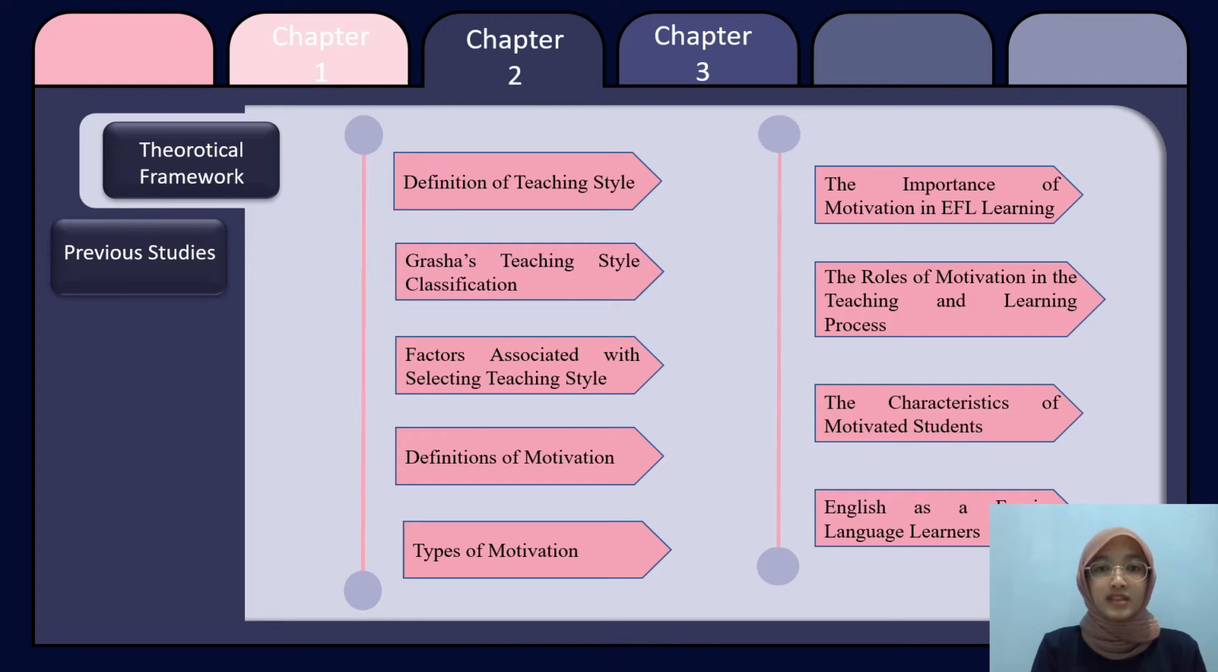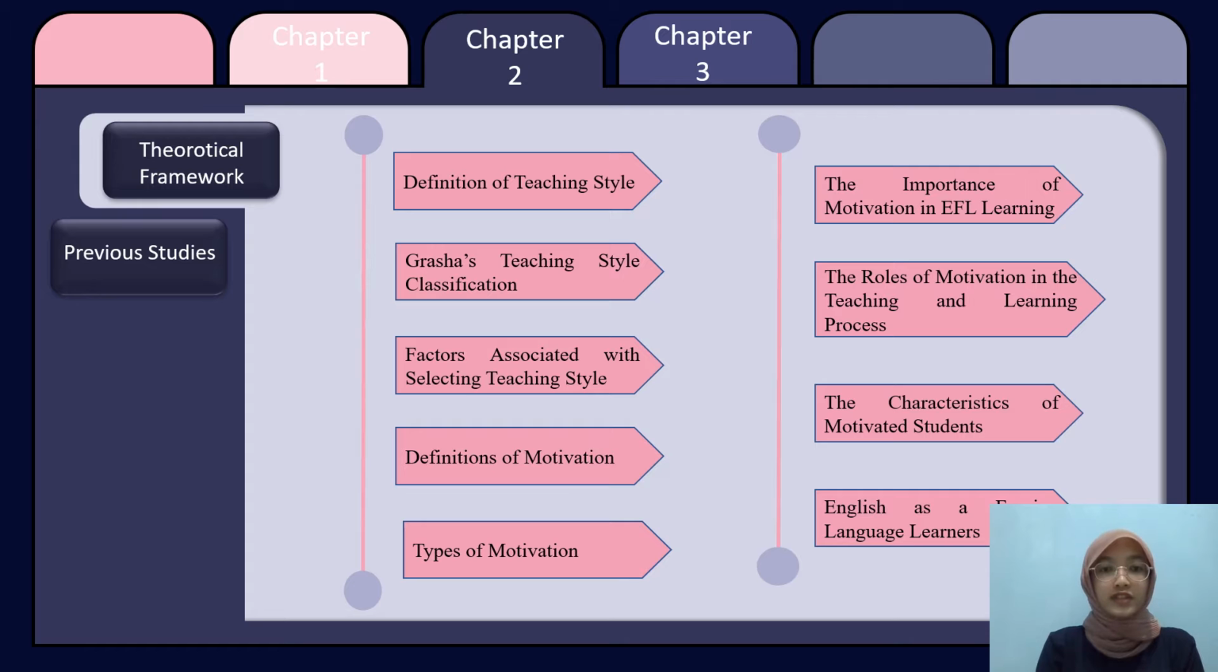This student-centered approach, and the last, delegator style, a student-centered style in which the teacher gives control. And next, factors associated with selecting teaching style. There are some factors. Number one, factor related to student. The next factor related to curriculum, and then factor related to methods of teaching, and next factor related to environment.